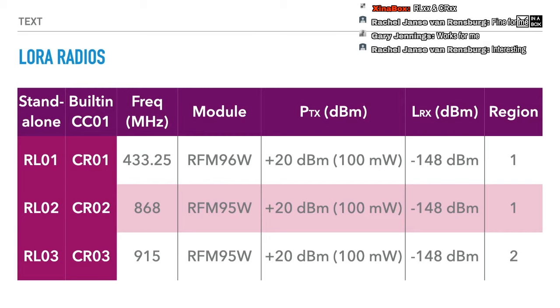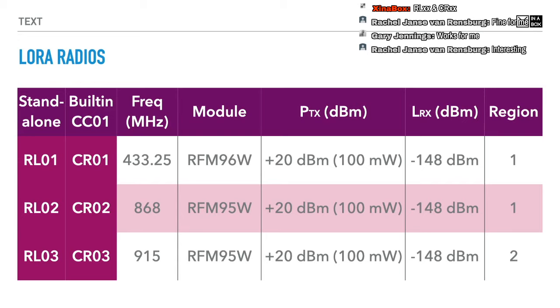868 and 915 are close enough antenna-wise that you can get an antenna that covers both. So in our ecosystem, we will use the same antenna for CR02, CR03, IL02, IL03, while the IL01 and CR01 will have an antenna that looks different. They also have different modules, and you can see it's RFM96 for the IL01 and 95 for 02 and 03. On the module itself, it actually qualifies whether it's an 868 or 915 radio.